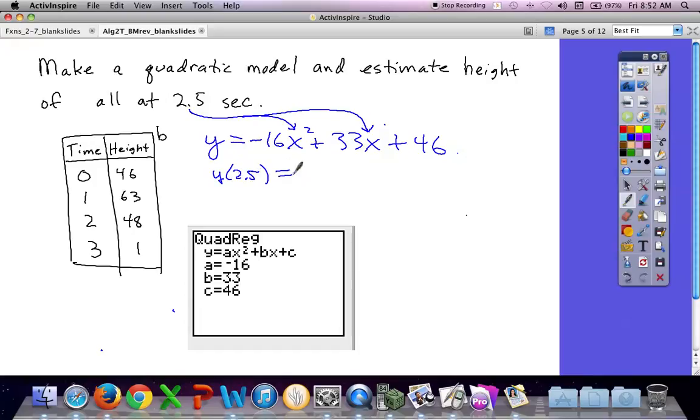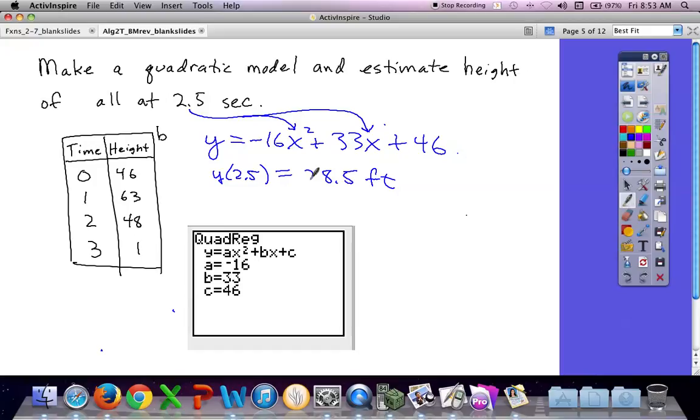Anybody? 88.5? Okay. 88.5 feet. Okay, let's see. That is not correct. Yeah. 28.5. Try that again. Okay. So let's try that again.